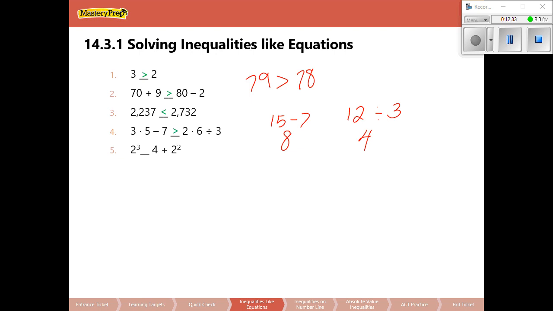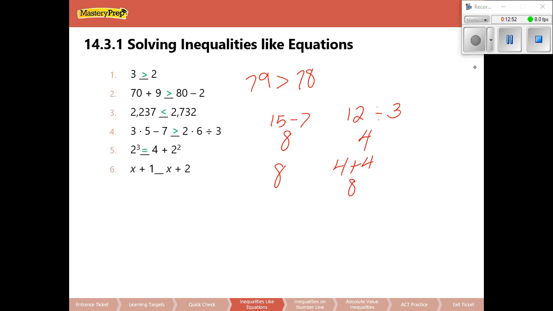Here we have 2 to the third and 4 plus 2 squared. Well, 2 to the third is 8. 2 squared is 4, so 4 plus 4 is 8. So they would be equal.